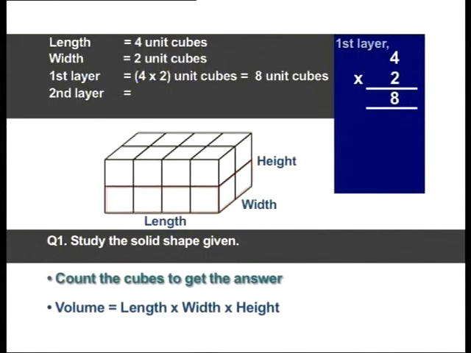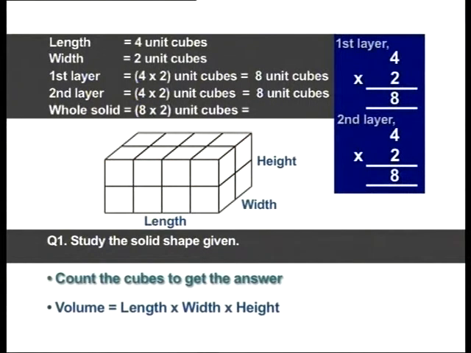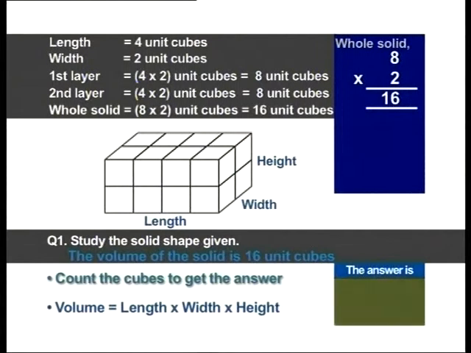The second layer is identical to the first layer. To get the second layer, we can multiply the length by 2. 4 unit cubes multiplied by 2 equals 8 unit cubes. So, we multiply 8 by 2 to get the whole solid, which is 8 multiplied by 2 equals 16 unit cubes. The volume of the solid is 16 unit cubes. The answer is 16 unit cubes.